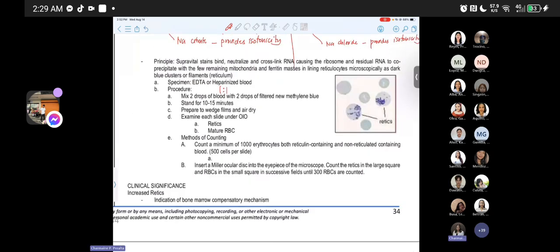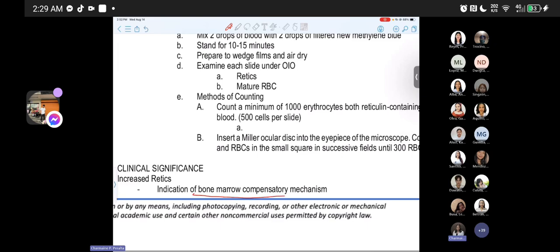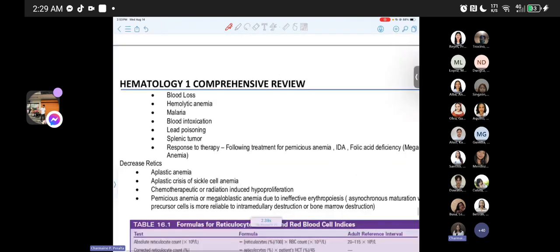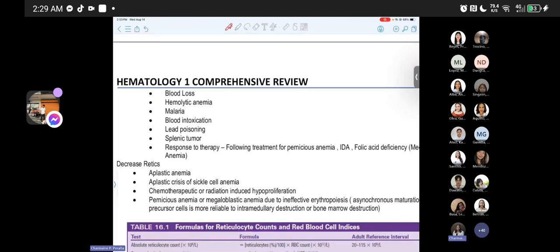Next, clinical significance. Increased retics is an indication of a bone marrow compensatory mechanism. So, increased retics, it is the first sign of accelerated erythropoiesis. Accelerated erythropoiesis or bone marrow compensatory mechanism. Ano yung mga increased retics? Blood loss, hemolytic anemia, malaria, blood intoxication, lead poisoning. Decreased retics, aplastic anemia. So aplastic anemia, bone marrow is not producing cells. Chemotherapeutic or radiation-induced hypoproliferation, pernicious anemia or megaloblastic anemia due to ineffective erythropoiesis.